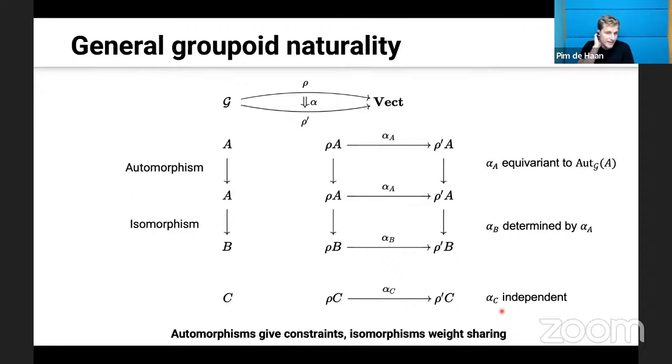So in conclusion, for all the automorphisms in our groupoid, we get constraints, and for all the isomorphisms, we get weight sharing between the components, because that's what this diagram dictates.